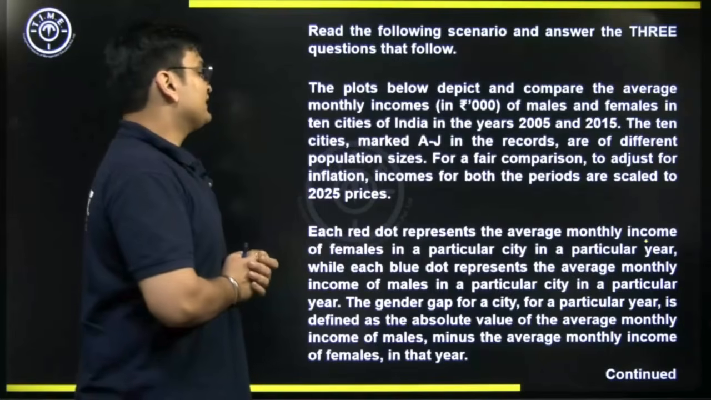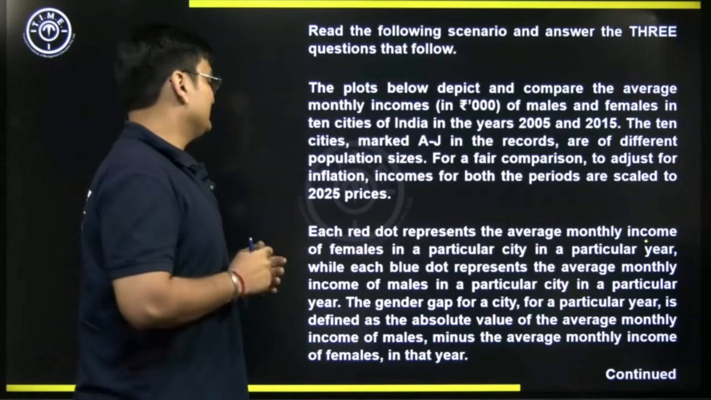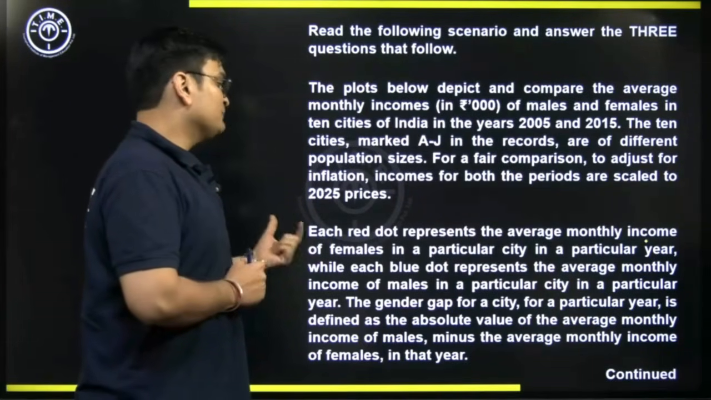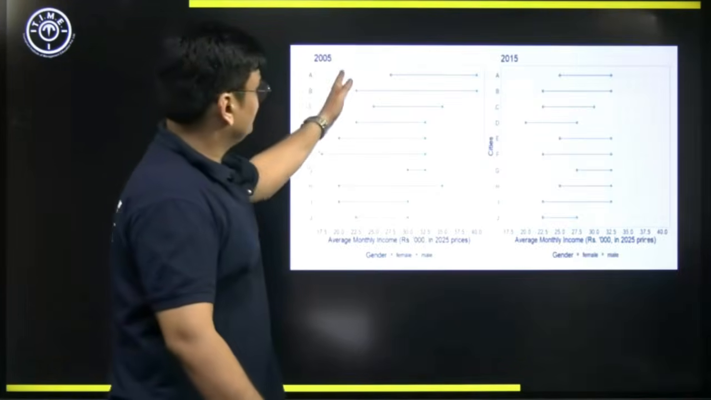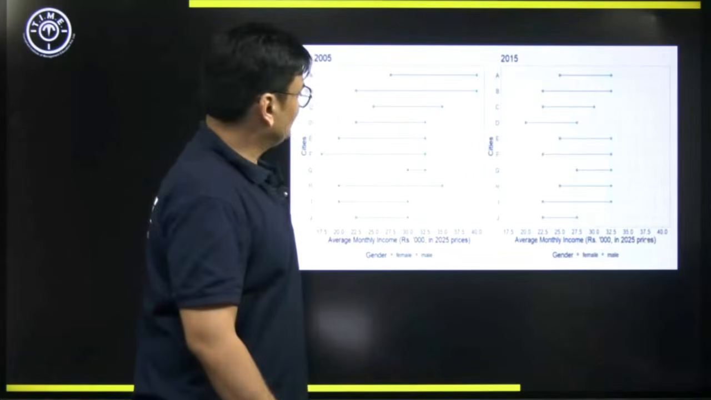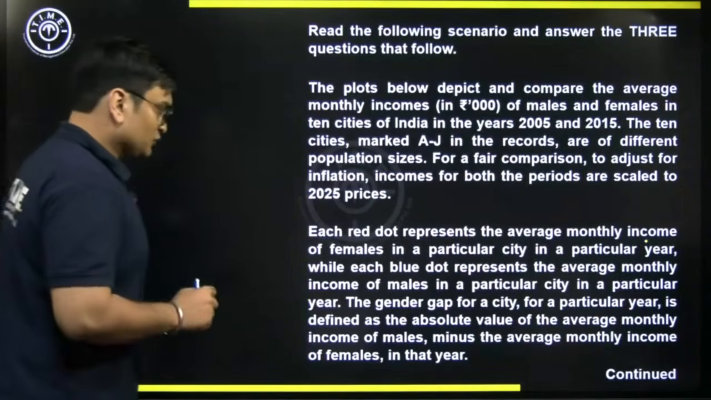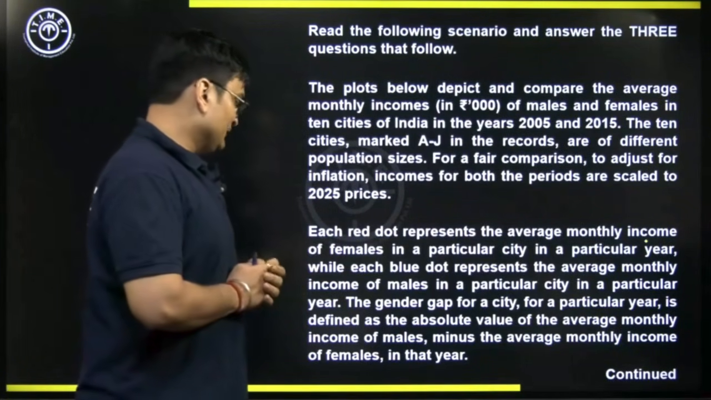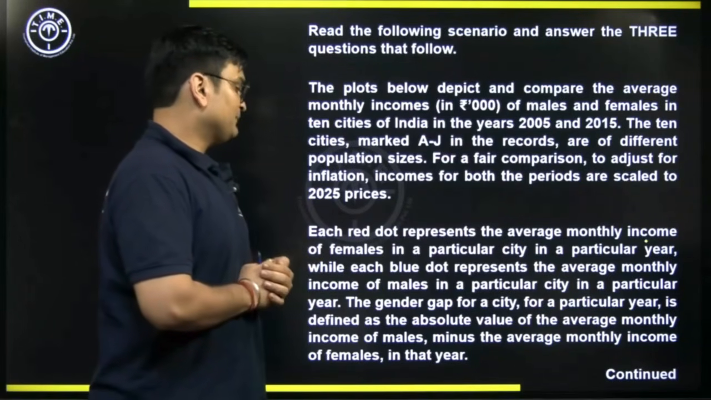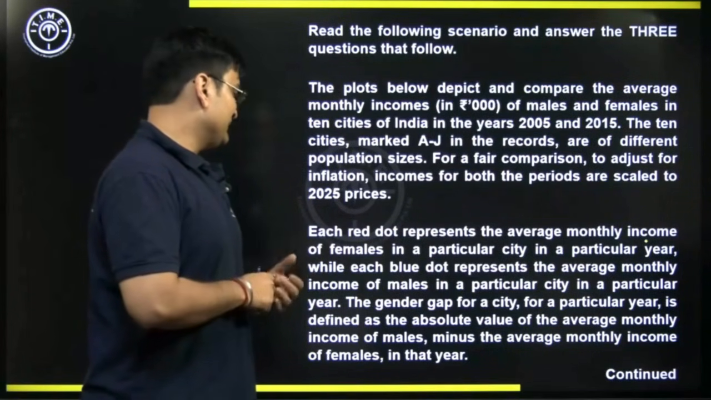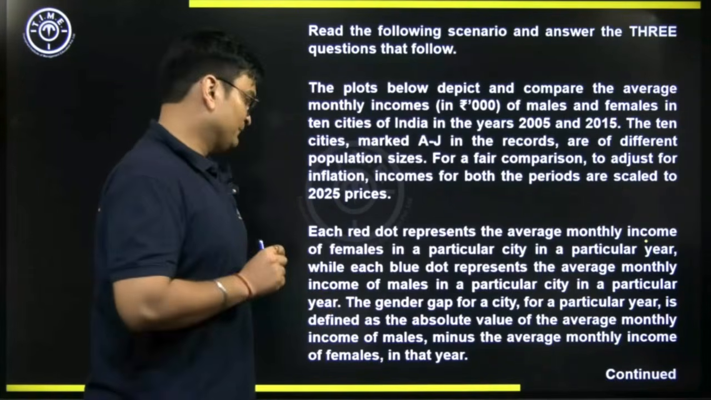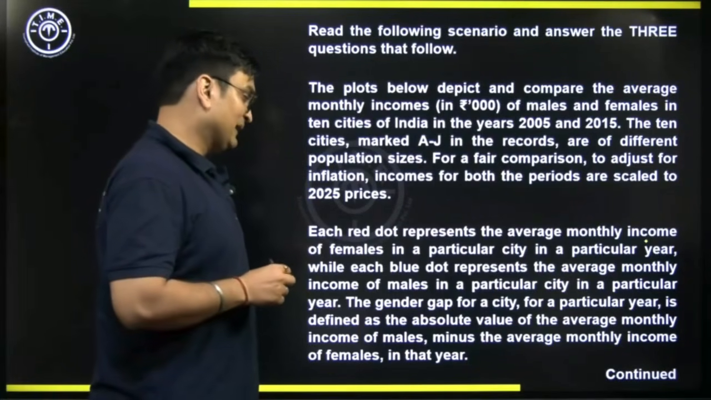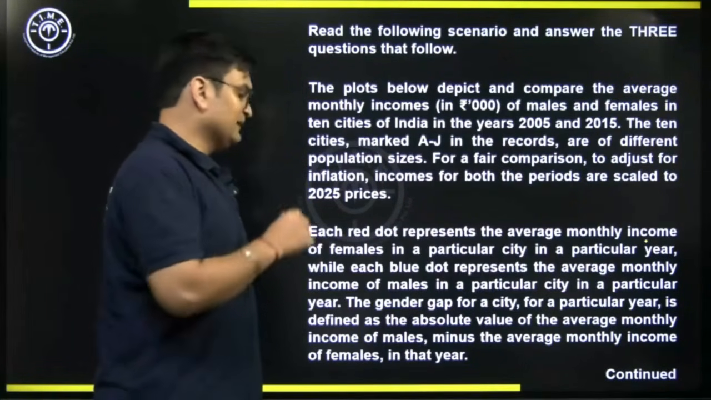Second paragraph: each red dot represents the average monthly income of females in a particular city in a particular year, while each blue dot represents the average monthly income of males in a particular city in a particular year. Red is for females, blue is for males. The gender gap for a city for a particular year is defined as the absolute value, meaning the modulus, of the average monthly income of males minus the average monthly income of females in that year.